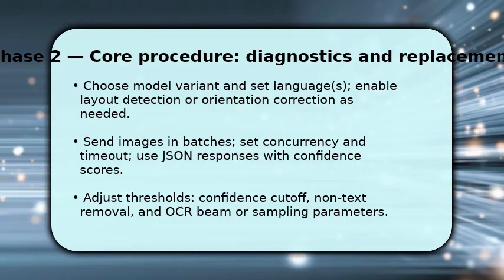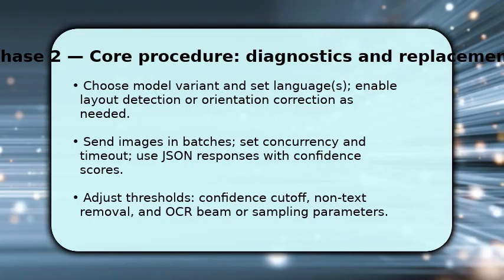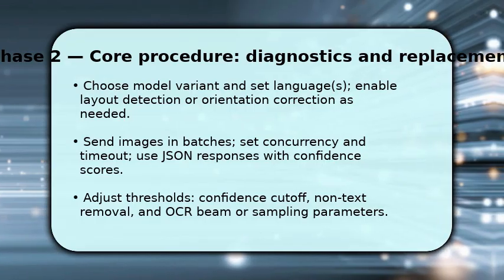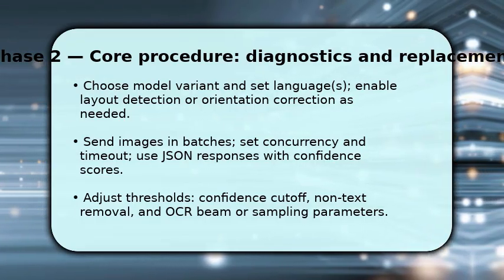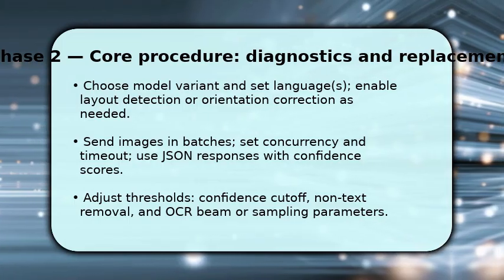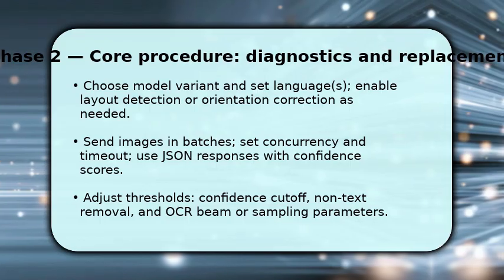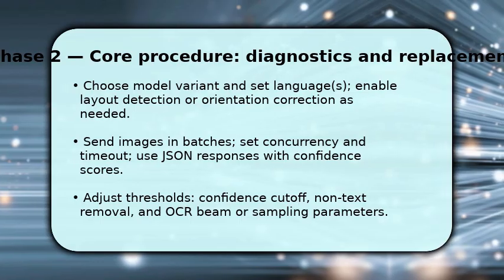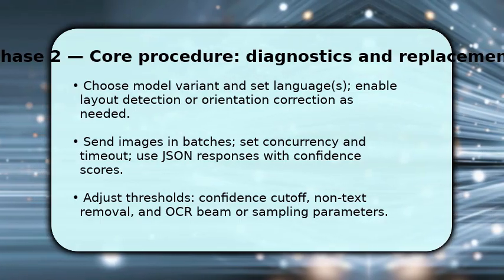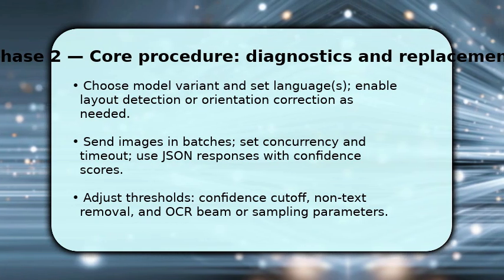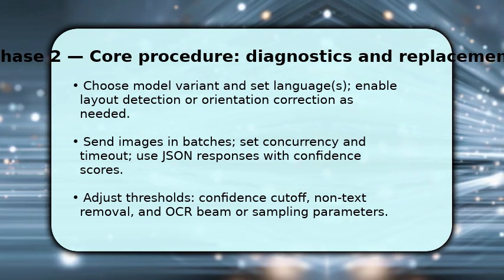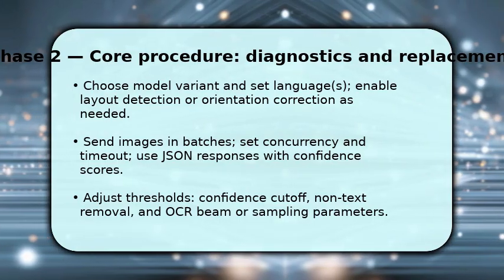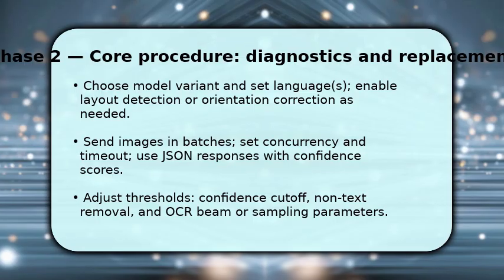You now execute the core OCR step, selecting the appropriate Mistral OCR model and enabling layout detection when pages contain columns or tables. Once you send images in batches, monitor concurrency and timeouts so requests don't overload your CPU or API quota. Make sure responses include confidence scores and bounding boxes, then apply thresholds to drop low-confidence tokens. While processing, adjust sampling or beam settings to improve accuracy for noisy text. This iterative tuning reduces errors as you feed more representative samples into the pipeline.